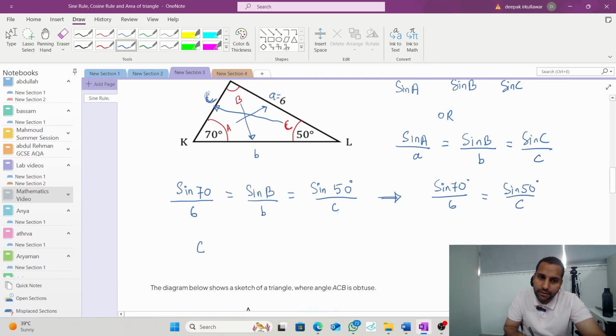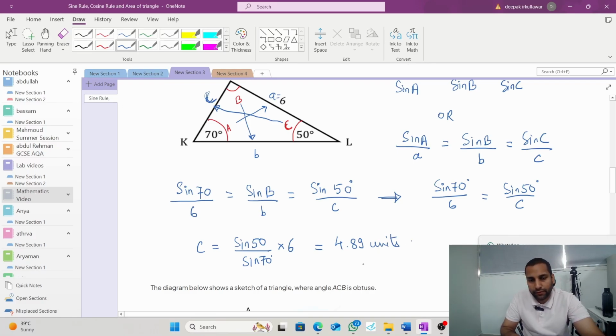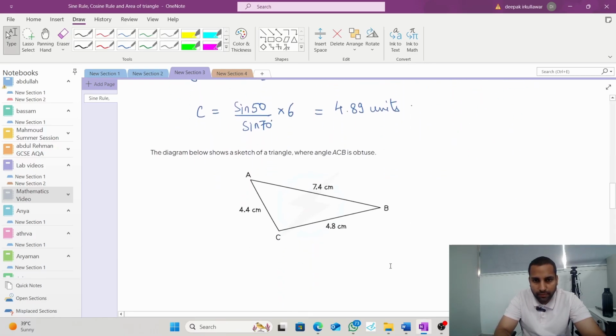Rearrange this, you will get c equals sine 50 over sine 70 times 6. So, when you solve this, you will get 4.89 units. So, this is how sine rule is used. Okay. Now, let us see one more example.